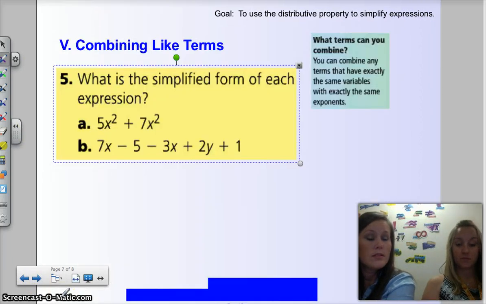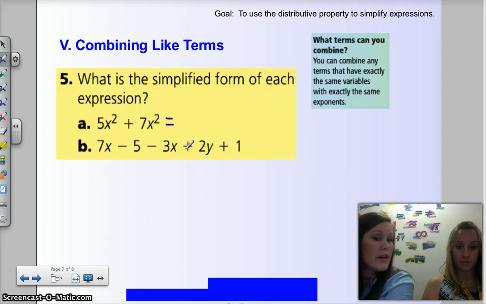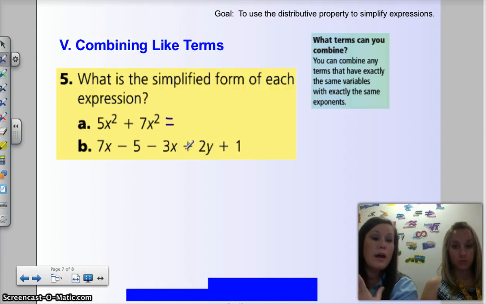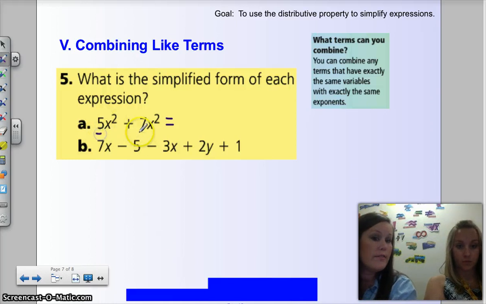What is the simplified form of each expression? I see that 5x squared and 7x squared are both like terms, because they both have the same variable to the same power. So how many x squareds do I have? 5 and 7, what is 5 plus 7? 12. Okay, 12x squared. All right, done.